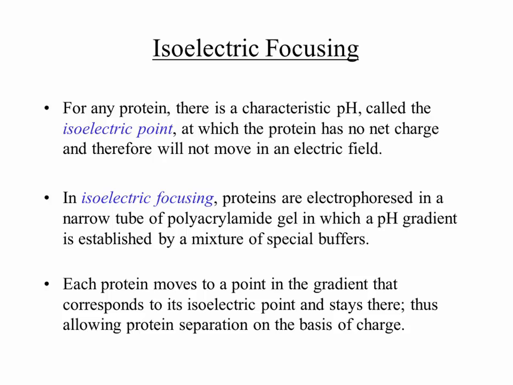So in isoelectric focusing, proteins are electrophoresed the same way that you do SDS-PAGE, but in a narrow tube of polyacrylamide gel, and here you don't have SDS, sodium dodecyl sulfate. You'll just have polyacrylamide gel, but in that you have established a pH gradient by a mixture of special buffers. So as you move through that gel, the pH is changing. When you apply an electric field, the protein will go to its isoelectric point, and it will not move anymore from there. So each protein moves to a point in the gradient that corresponds to its isoelectric point and stays there, thus allowing protein separation on the basis of charge.